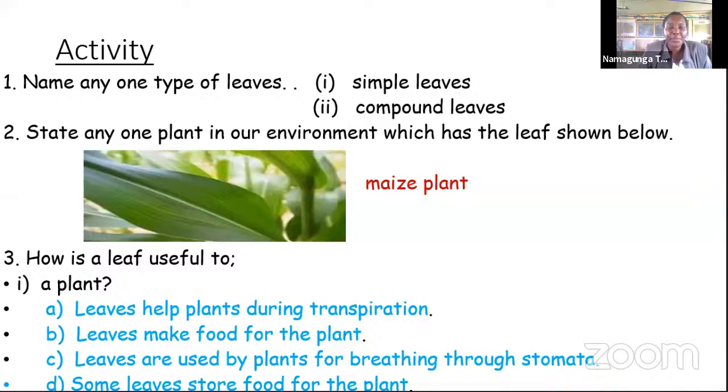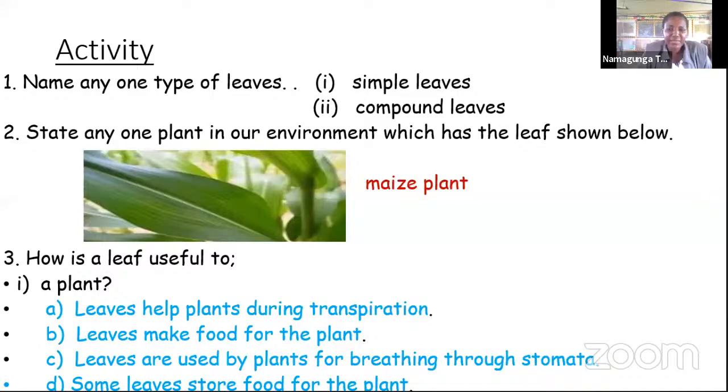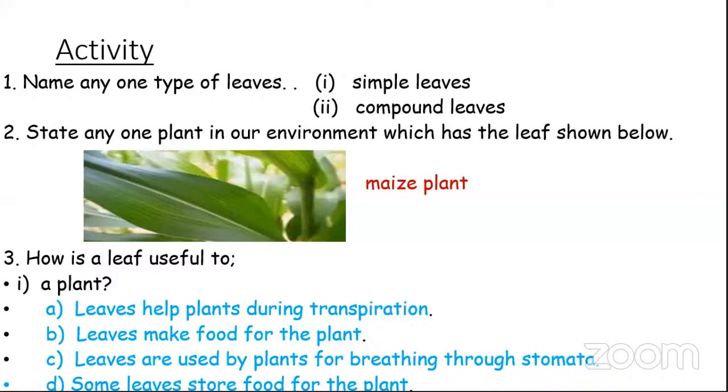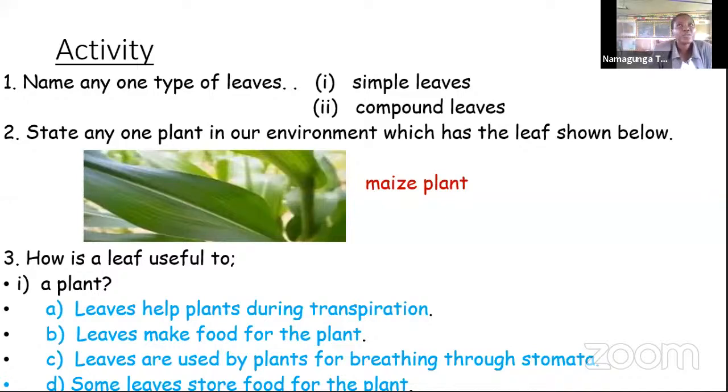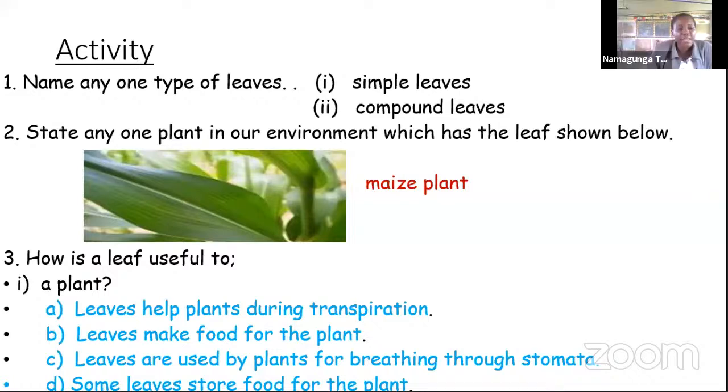Another question 2. Chalisima, unmute if you are there. Read question 2 and give us the answer. State any one plant in our environment which has a leaf shown below. Maize. Which plant leaf is that? Maize plant. Very good. Thank you so much. Question 3.